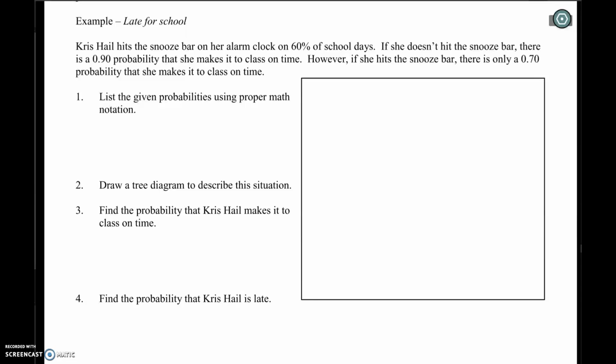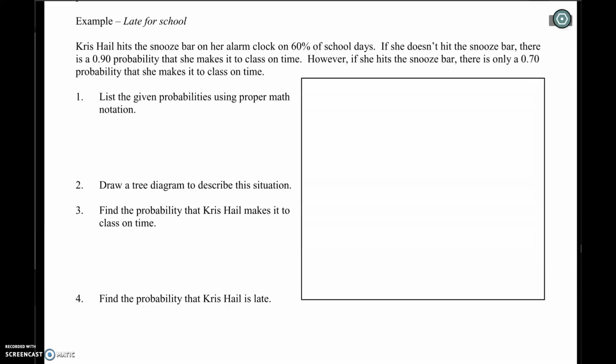Chris Hale hits snooze on her alarm clock 60% of school days. If she doesn't hit the snooze bar, there's a 90% chance she'll make it to class on time. However, if she hits the snooze bar, there's only a 70% chance she makes it to school on time. Okay, makes sense. If she hits her snooze, she's less likely to make it to school on time. All right. List the given probabilities in proper math notation.